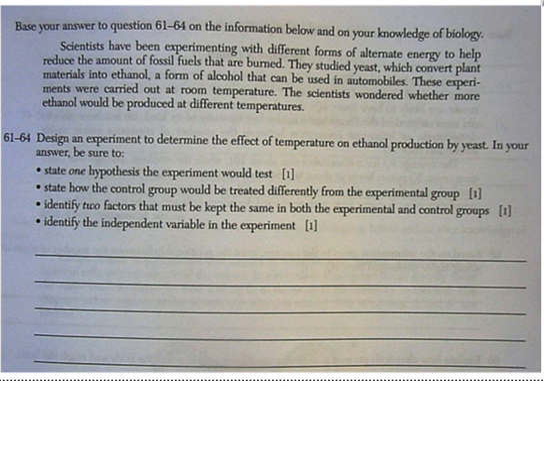Scientists have been experimenting with different forms of alternate energy to help reduce the amount of fossil fuels that are burned. They studied yeast, which convert plant materials into ethanol, a form of alcohol that can be used in automobiles. These experiments were carried out at room temperature. The scientists wondered whether more ethanol would be produced at different temperatures. It then asks you to design an experiment to determine the effects of temperature on ethanol production by yeast.